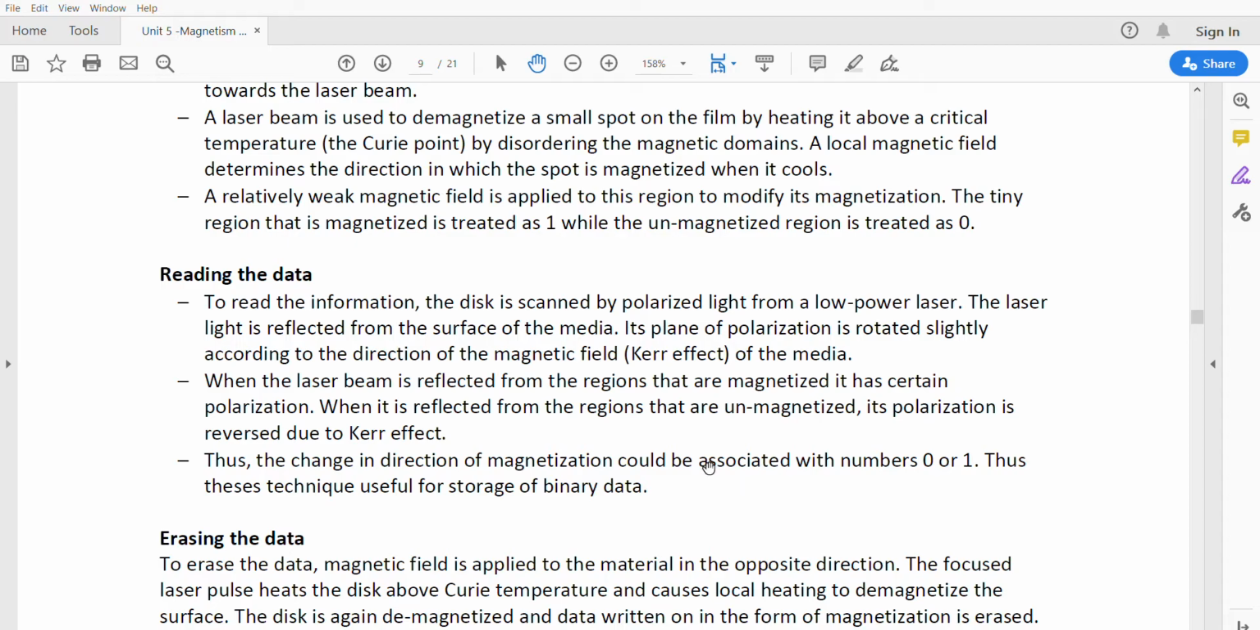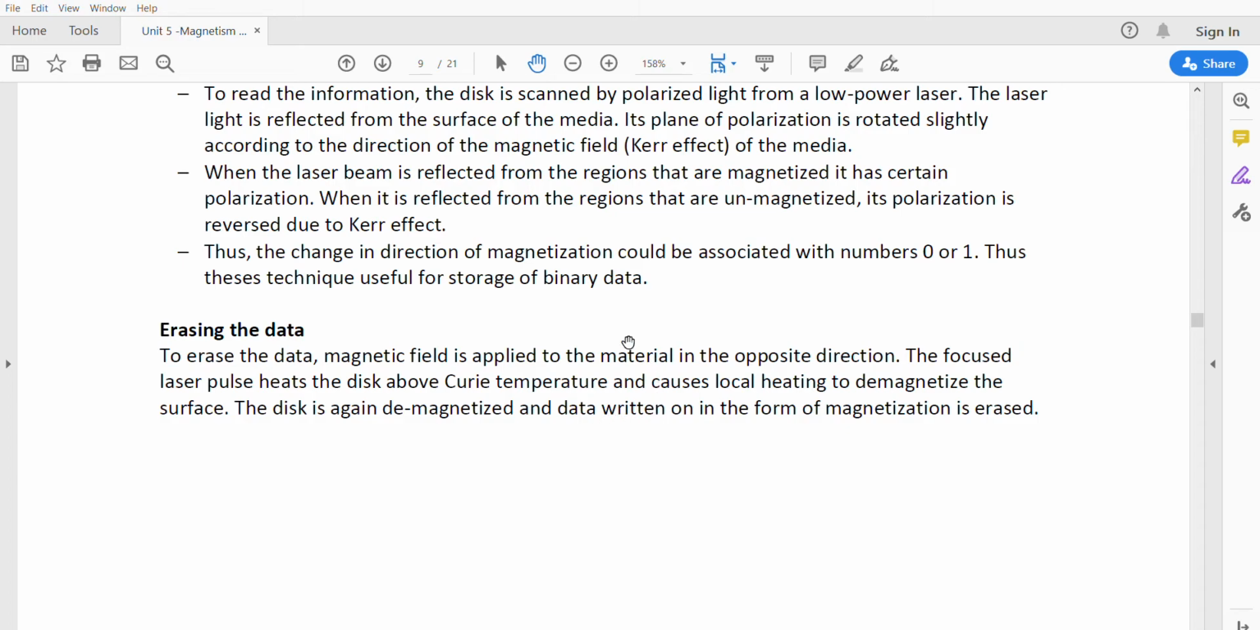Reading the data. To read the information also we use a low power laser beam. That laser beam moves on the storage medium and identifies the magnetized and demagnetized portions using the polarization effect. Due to the polarization effect and the direction of polarization, it will identify the stored data in the form of zeros and ones.